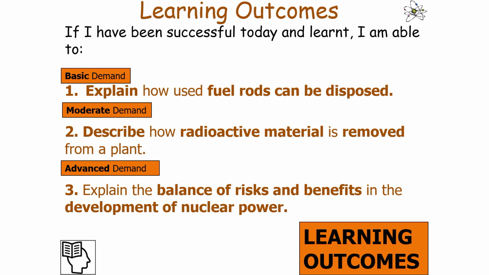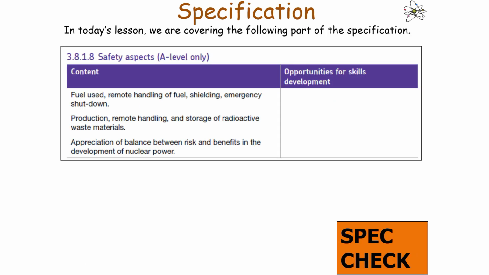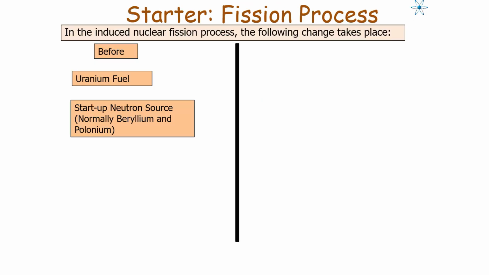So if we've been successful and learnt in today's lesson, we should be able to explain how fuel rods can be disposed of, describe how radioactive material is removed from a plant, and then finally explain the balance of risks and benefits in the development of nuclear power. So we're going to be covering the following part of the AQA A-level physics specification, 3.8.1.8 safety aspects.